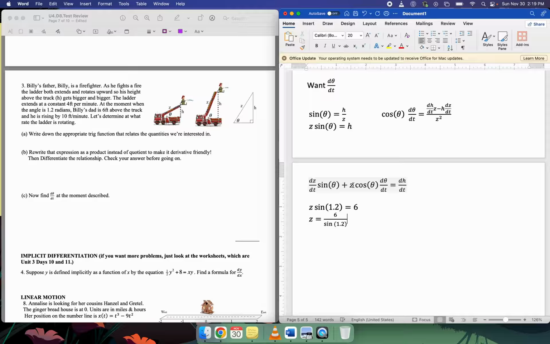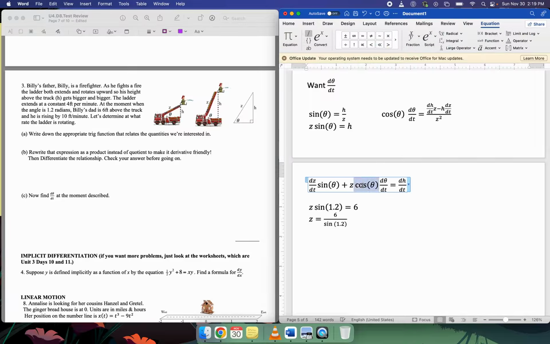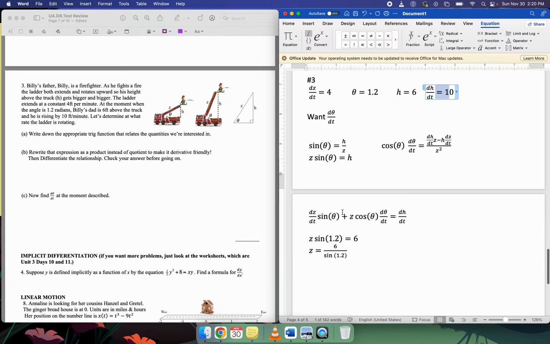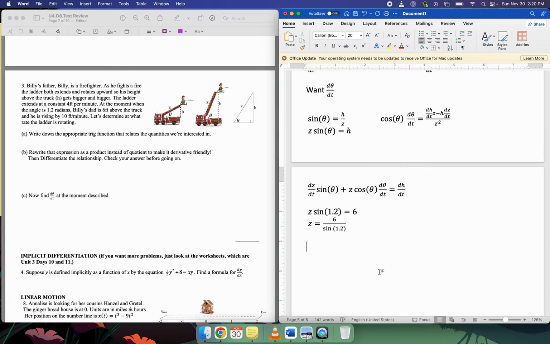At any rate, that gives you z. Cosine theta, yeah, we know what that is. We know what cosine theta is. And d theta dt, that's the thing we're trying to find, so that should be unknown. And dh dt, do we know what that is? Yeah, that's 10. So you know everything in this equation, so now it's just a matter of plugging in and solving. You guys can do that on your own.